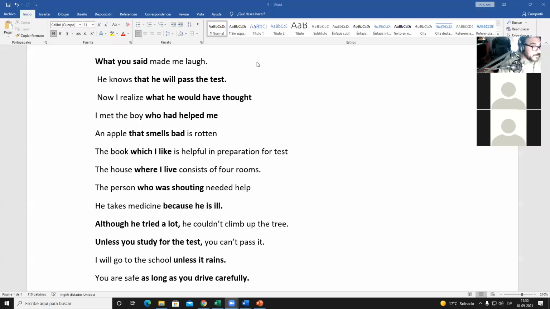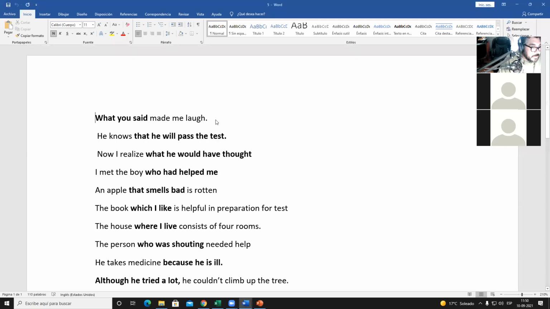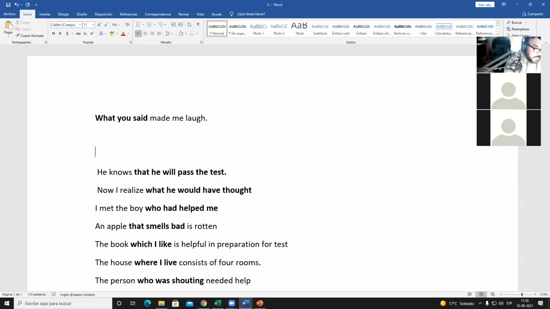Estamos grabando. Okay, so the idea is we're going to do all the examples of noun, adjective, and adverb clauses that we had in the previous PowerPoint. So let's do it.